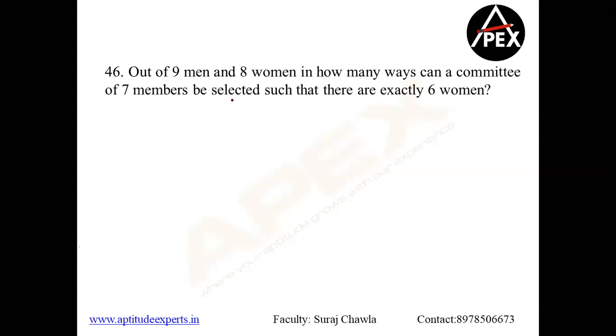Now it says I want a committee of 7 where exactly 6 women are there. So if I want a committee of 7 with 6 women, which means I also want 1 man. Please understand, when I use the word exactly, I have to ensure that the other part is also being taken care of. So out of 8 women, 6 women will be selected in 8C6 ways, into, out of 9 men, I have to choose 1 man. That will be in 9C1 ways.